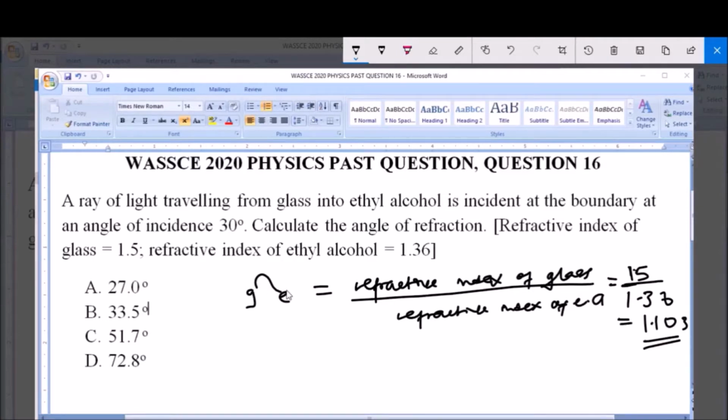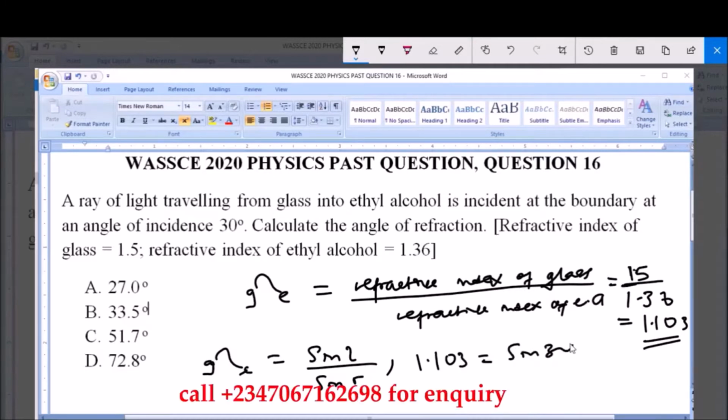Now we can see the refractive index of the light moving from glass to ethyl alcohol is equal to sine angle of incidence all over sine angle of refraction. Now we can see 1.103 is equal to sine 30 all over sine r. Remember, I asked to find r.